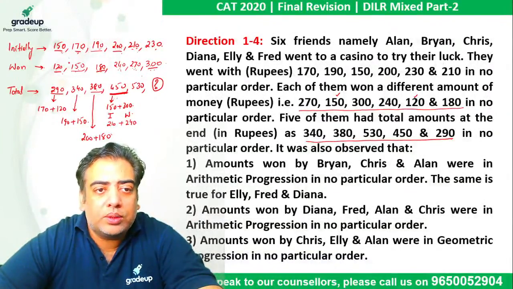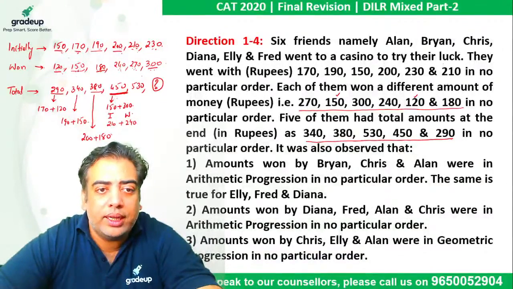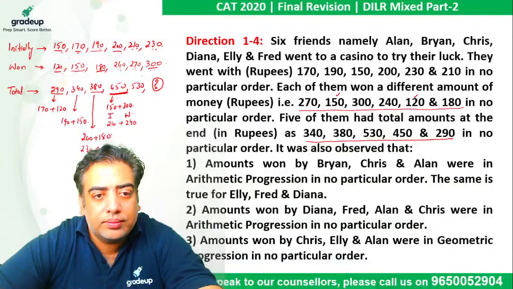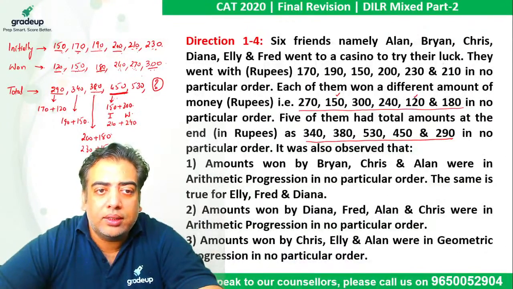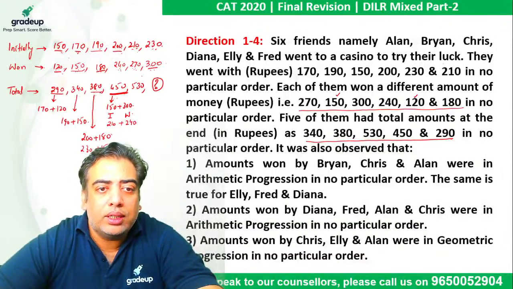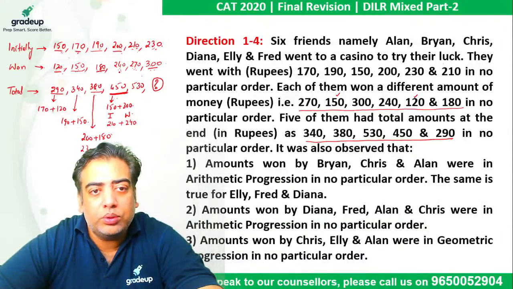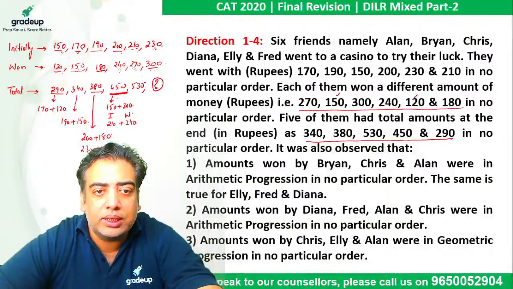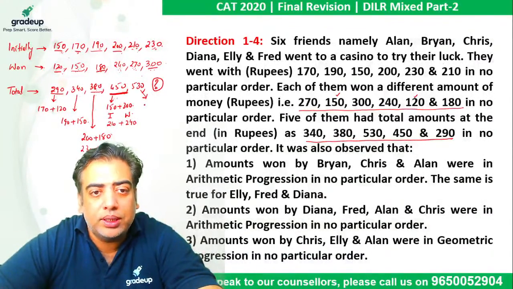So 230 plus 120 adds up to 350, which is not there. 230 plus 150 adds up to 380, which is again available here, right? So this can also be 230 plus 150, which is 380. So 230 plus 180 is 410, which is not there. 230 plus 240 is 470. Sum of these two is 500. Sum of these two is 530. So 530 is possible with 230 and 300.